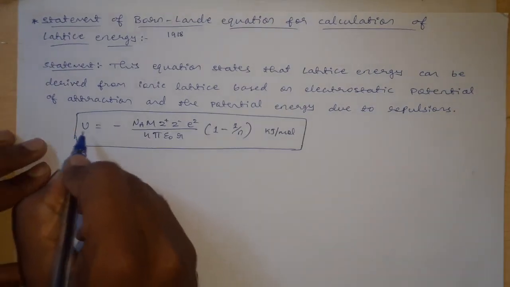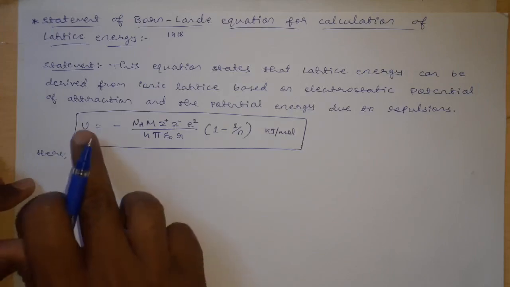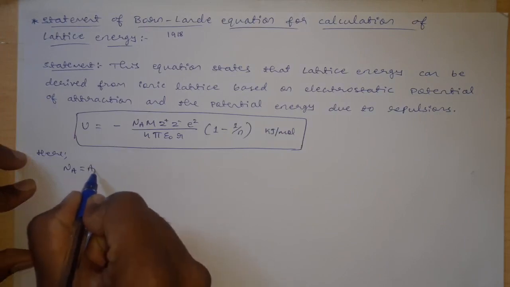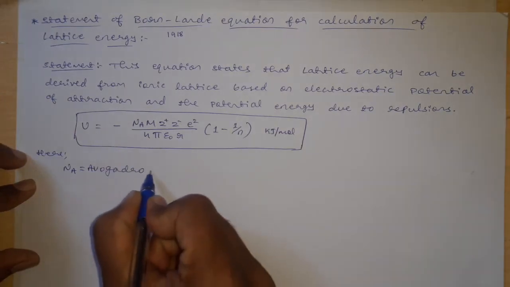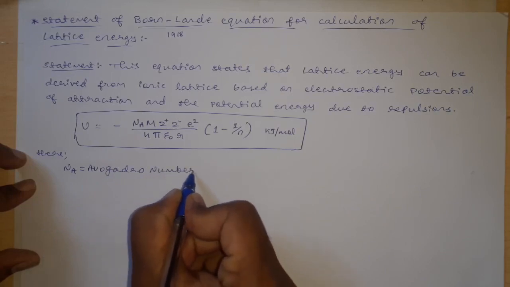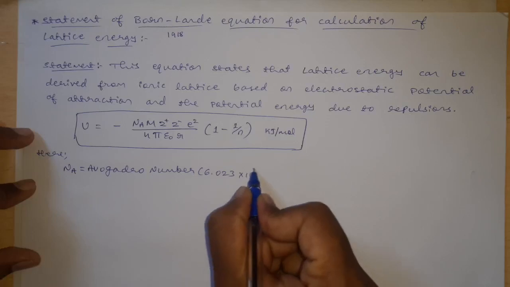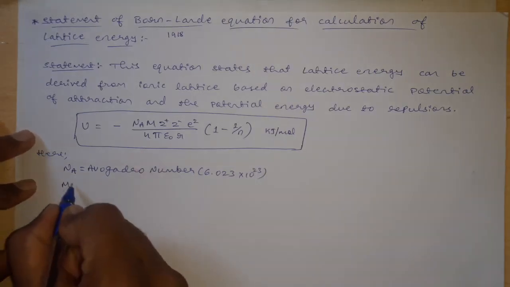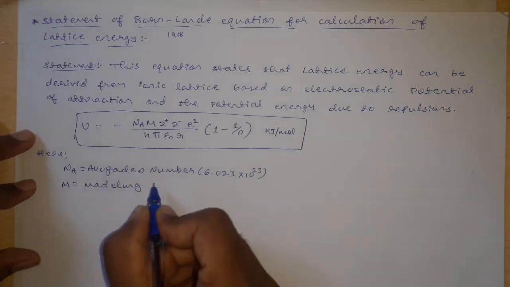Here I am explaining each term. U is nothing but the lattice energy, and N_A is Avogadro's number. What is its value? 6.023 into 10 raised to 23. N_A is the Avogadro number, and M is the Madelung constant.